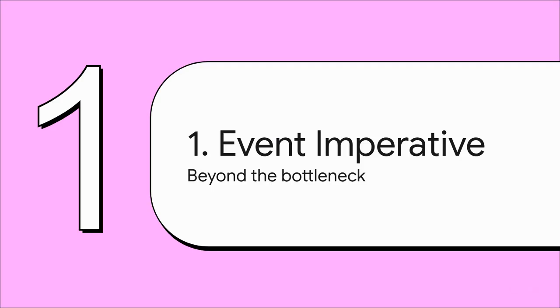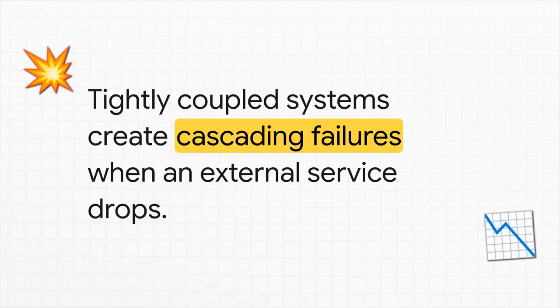All right, Section 1, the event-driven imperative. It's time to move beyond the bottleneck. Look, as a multi-cloud architect, your job isn't just to build the happy path. You have to architect for disaster. And the hard truth? The most dangerous bottlenecks usually aren't even your own code. They're external dependencies. Think about it.